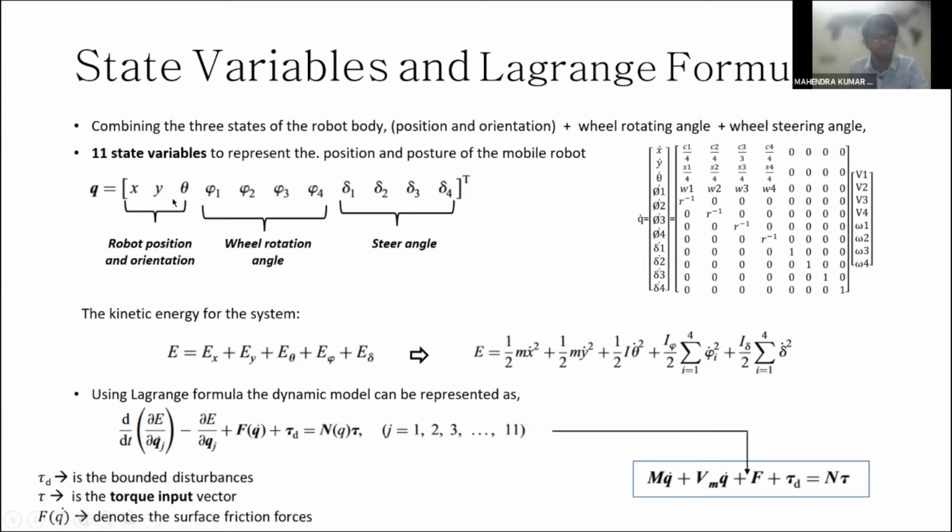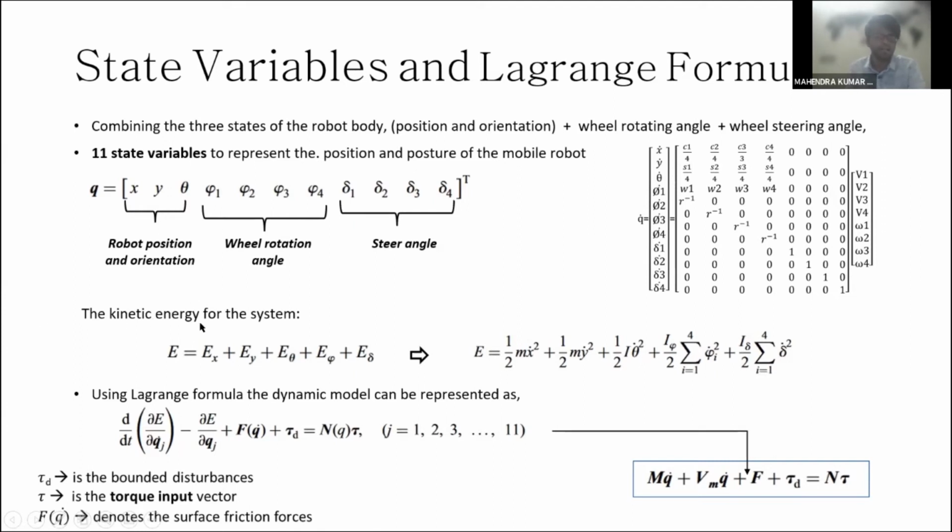Robot position will be represented by x, y, theta in the world coordinate frame. Wheel rotation angles psi 1, psi 2, psi 3, psi 4 will represent the wheel rotation, and delta 1, delta 2, delta 3, delta 4 will be the wheel steering angles. So this is the state variable, and in this way q dot can be represented with this Jacobian matrix with respect to each individual wheel velocity and steering angular velocity.